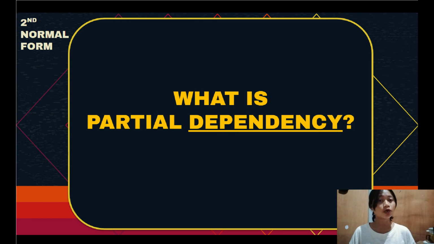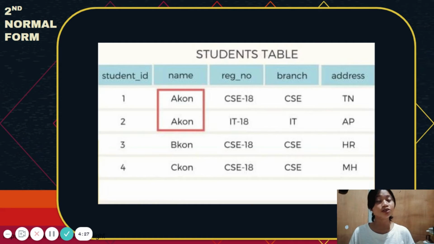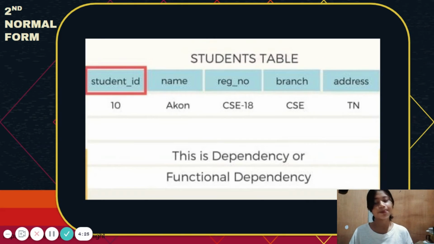So first, let us know what a dependency is. An example is the student table, where it has the student ID, the name, registration number, branch, and address. The student ID is the primary key for this table. Let us remember that even if two students have the same name, the student ID in this table will be unique, so any data can be easily fetched. For example, I would like to ask you the branch name of the student with student ID 10. So it will be CSE in the table. So this is dependency, or functional dependency.